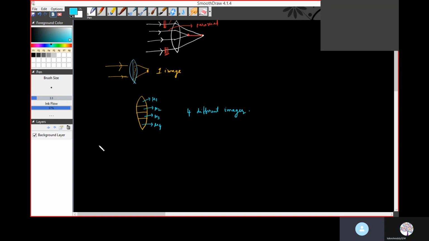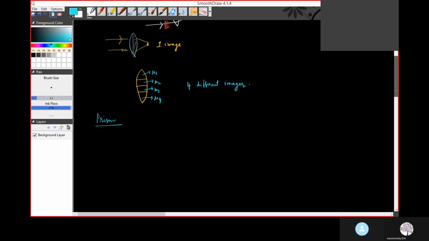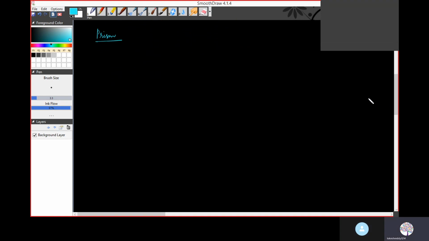Next concept is prism. Prism is a transparent medium bounded by refracting surfaces. Now this is a prism.